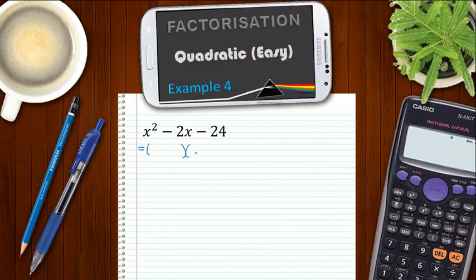brackets, and then we take this 24 and we list its factors. We've got 1 times 24, 2 times 12, 3 times 8, and 4 times 6. So what we want to get is this minus 2. To get minus 2, we need to use one of these sets of factors. If I say plus 4 minus 6, this will give me minus 2. So what I simply do is I say x plus 4 and x minus 6.